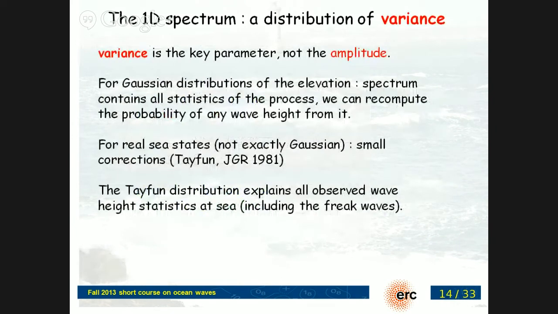Now the nice thing about the spectrum and this variance is that if you have a Gaussian sea state, if it's random, then you can actually get all the statistics of the sea surface expressed as a function of the spectrum. So the mean height, the distribution of the periods and everything, they are all given by the spectrum.